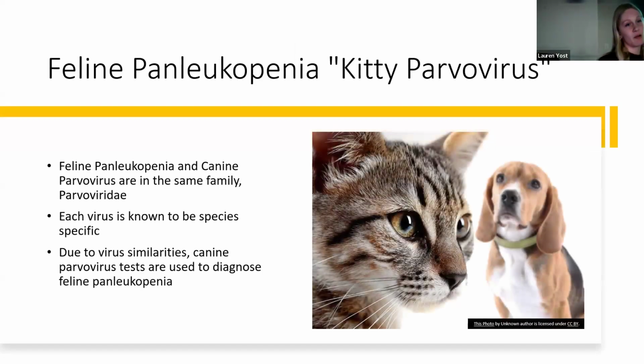So a lot of people have probably heard feline panleuk called kitty parvovirus. Panleuk and canine parvovirus are in the same family, Parvoviridae. They are species specific, so your cat can't get Panleuk from a dog that has parvo. But due to the similarities, we can use the canine parvovirus test to diagnose Panleuk.